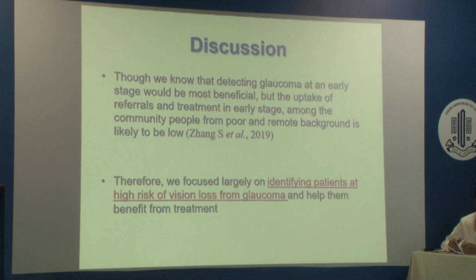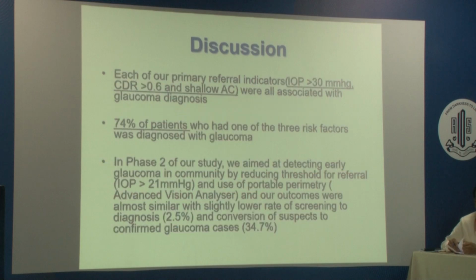Therefore, we focused largely on identifying patients at high risk of vision loss from glaucoma and helping them benefit from treatment. Each of our primary referral indicators, that is IOP greater than 30, CD ratio greater than 0.6, and shallow AC, were all associated with glaucoma diagnosis. 74% of patients in the pilot study who had one of the three risk factors were diagnosed with glaucoma.